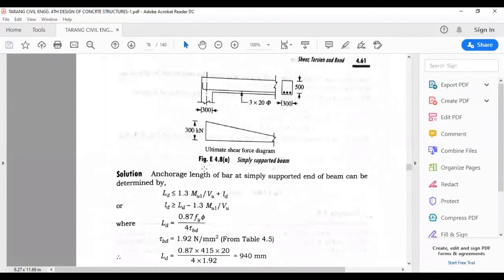So as we know the formula, the anchorage length of bar at the simply supported end of a beam can be determined by the formula we've been discussing. So LD should be less than or equal to 1.3 M1 upon Vu plus LD. Or by transposing, if we transpose all these elements to the left hand side and keep one side, LD should be greater than or equal to LD minus 1.3 M1 upon Vu.